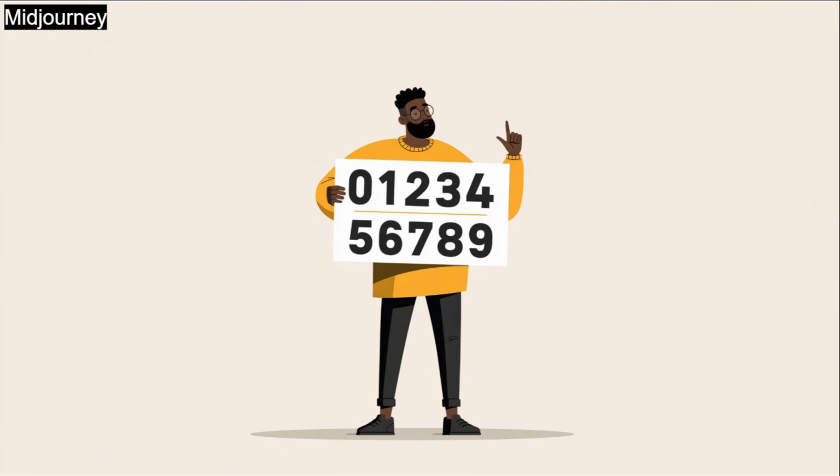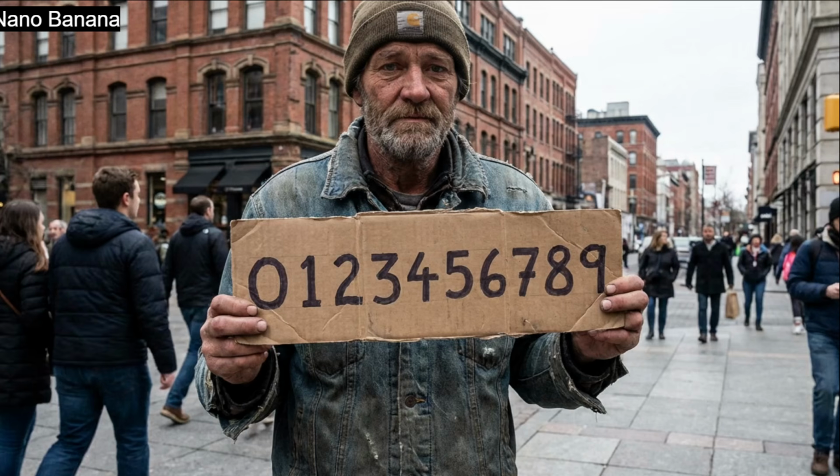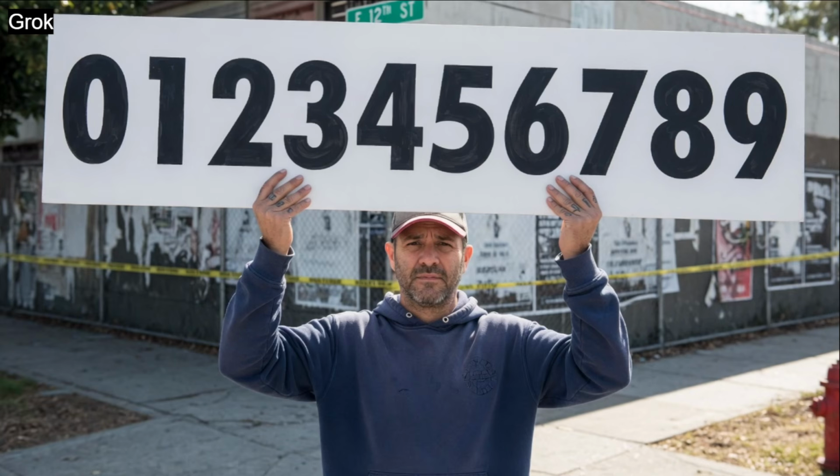Next, we have here Midjourney counting from 0 to 10. Doing it really nice. Very cool illustration again. And Nano Banana, of course, can do the same thing, counting from 0 to 9. And then we have Grok also being able to count from 0 to 9.